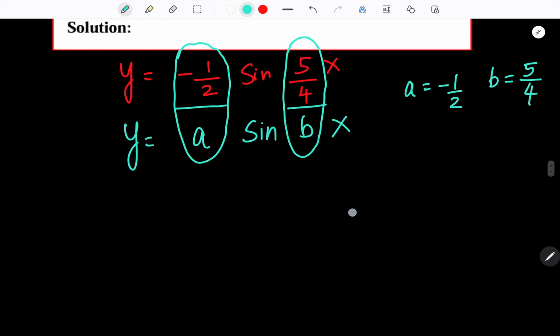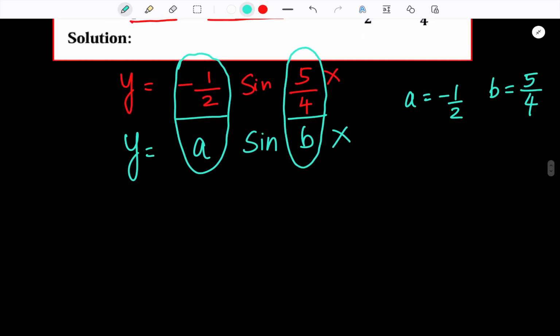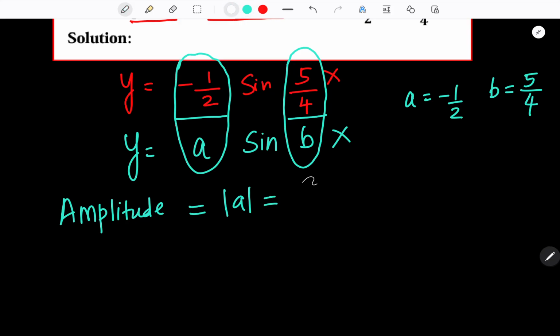Sorry. So B is equal to 5 over 4, right? So what is the formula for amplitude? Now there is a negative sign coming. Can you see that? Amplitude is equal to the absolute value of A, right? So the absolute value of negative half is equal to positive half. Now understand why the absolute value is coming?